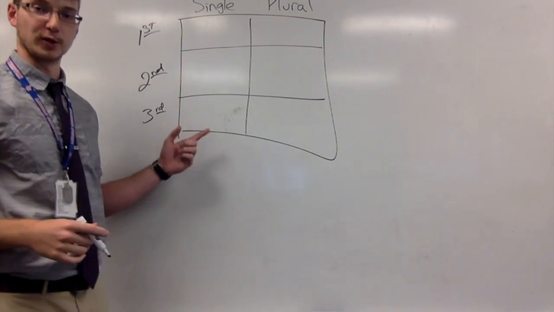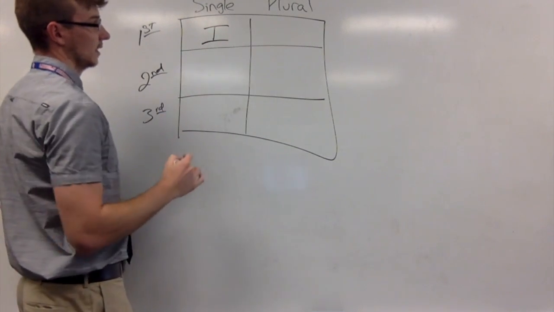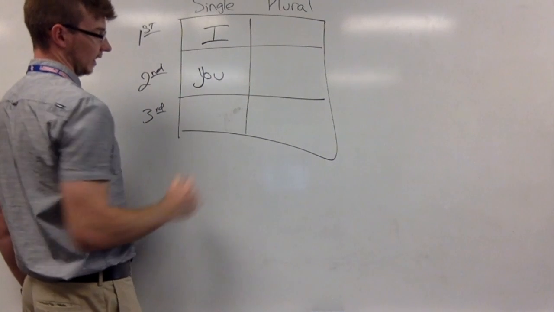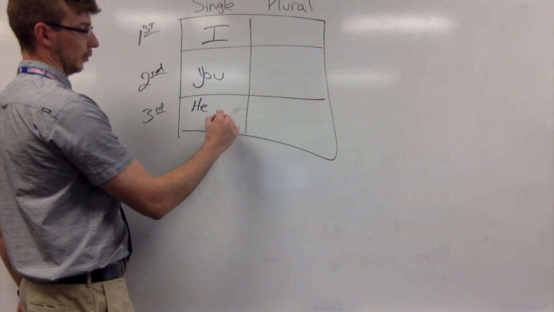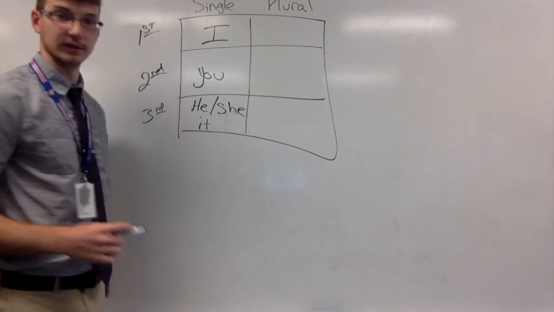Okay? First person singular will be I in English. Okay? Second singular would be you, and then the third is going to be the multiple forms, the he, she, and it, depending on the gender.